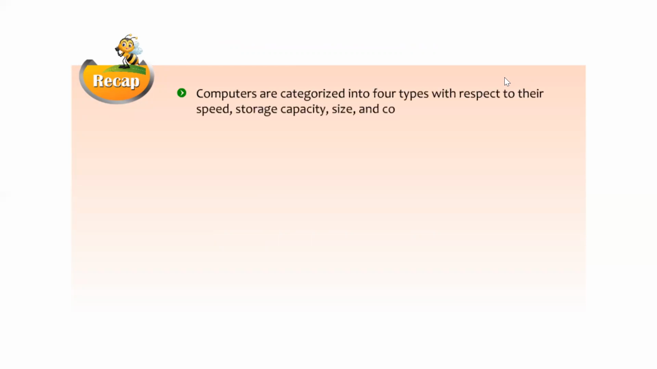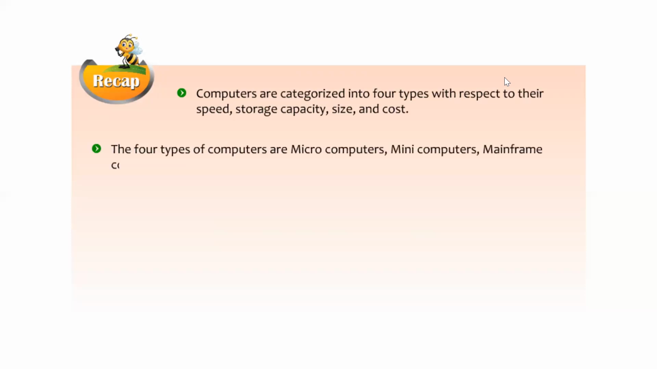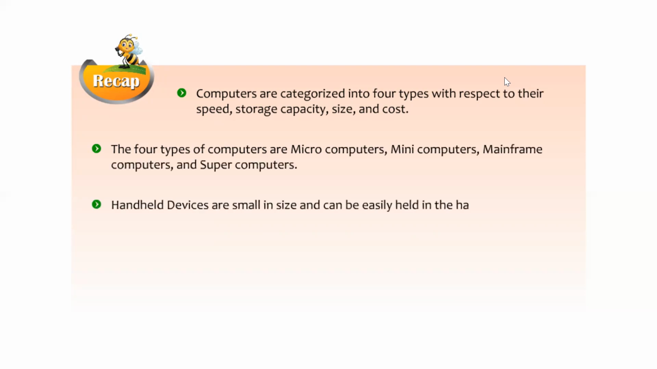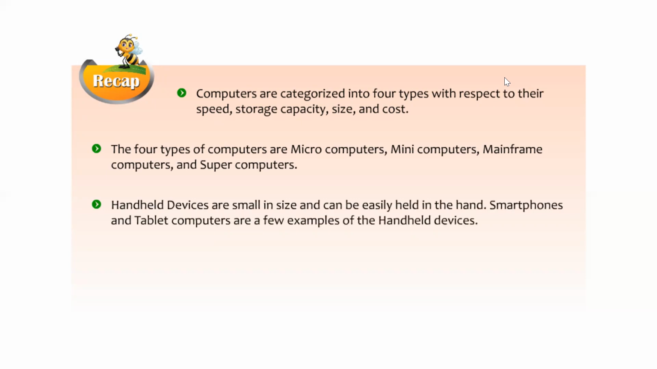Okay, students, let us take a recap of this chapter. Computers are categorized into 4 types with respect to their speed, storage capacity, size and cost. The 4 types of computers are microcomputers, mini-computers, mainframe computers and supercomputers. Handheld devices are small in size and can be easily held in the hand. Smartphones and tablet consumers are a few examples of the handheld devices.